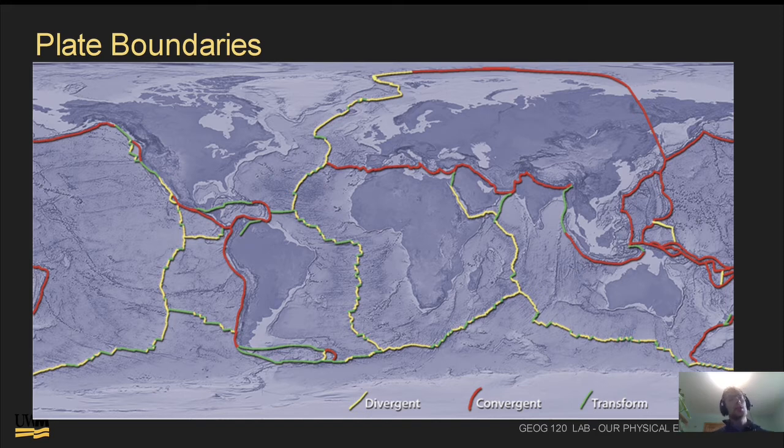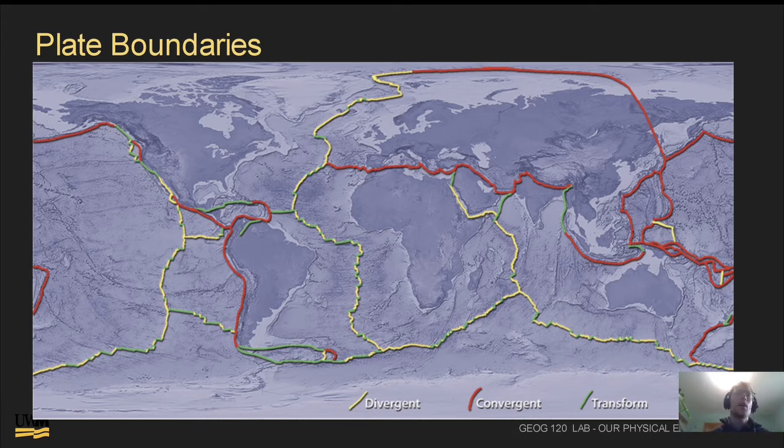Divergent is when plates are moving away from each other. Convergent is when they converge or they come together. Divergent is, I think, pretty self-explanatory. Plates are moving away from each other. But on convergent boundaries, a few different things can happen. It depends on the kind of crust that you have. If you have two oceanic crusts converging, then one might not always go over the other. They might push together, both go up.